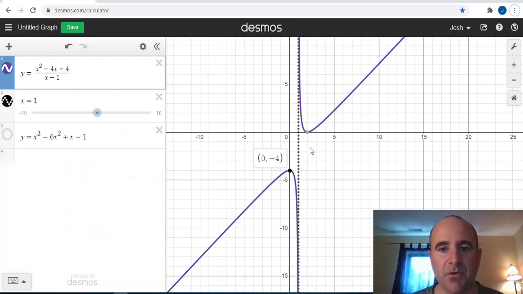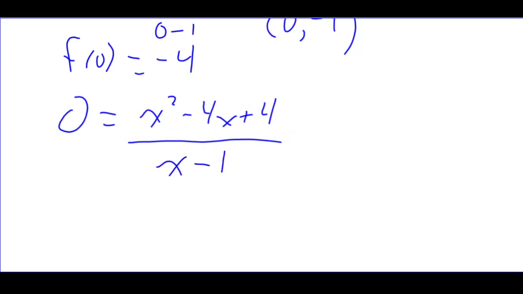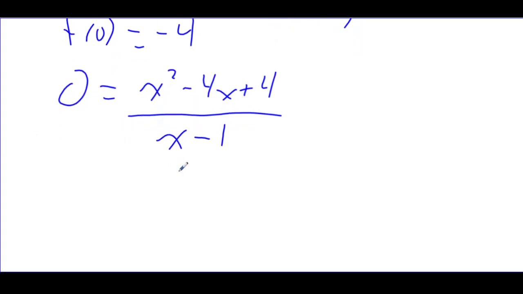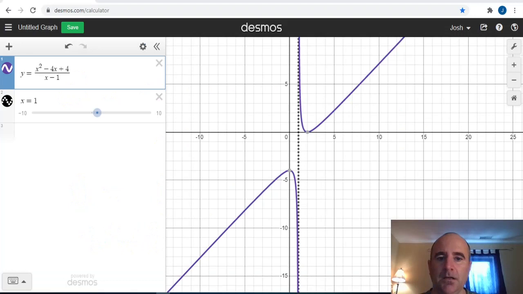We can also determine where the x-intercept is without needing to use this graph. So the x-intercept will be when f of x equals 0, or when 0 equals x squared minus 4x plus 4 over x minus 1. Okay, now in order for a fraction to be 0, the numerator must be 0. So we know that that answer is just when this is equal to 0, and that factors actually to (x minus 2) squared. So our only answer here is x equals 2, and the x-intercept is at (2, 0). And sure enough, on our graph in Desmos here, you can see that (2, 0) is the x-intercept.